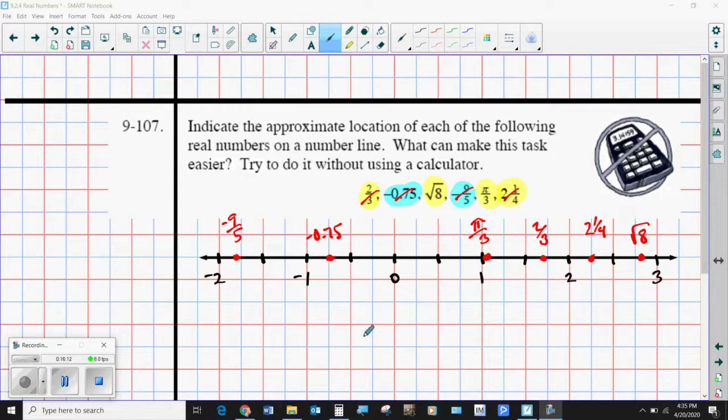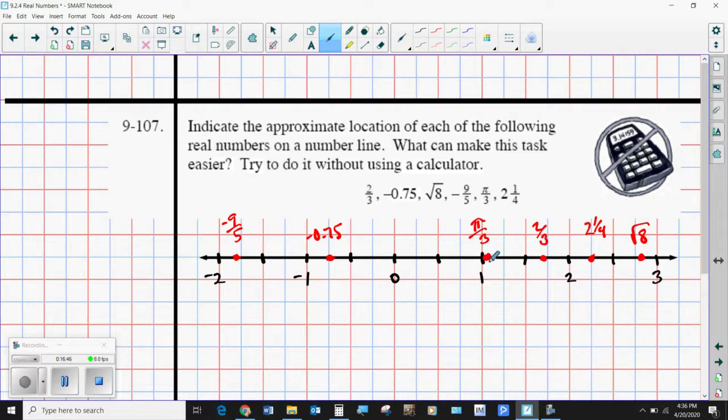All right, how'd you do? I looked at this and I said negative... All right, let me get rid of these right there. Start with the negatives, and negative 9 over 5 is pretty close to negative 2, but it's like negative 1 4/5 or negative 1.8, so that's right around here. Negative 0.75 is negative 3/4, so it's not quite to negative 1, so it's right around here. Pi is 3.14, and if you took 3.14 divided by 3, it would be a little bit more than 1.